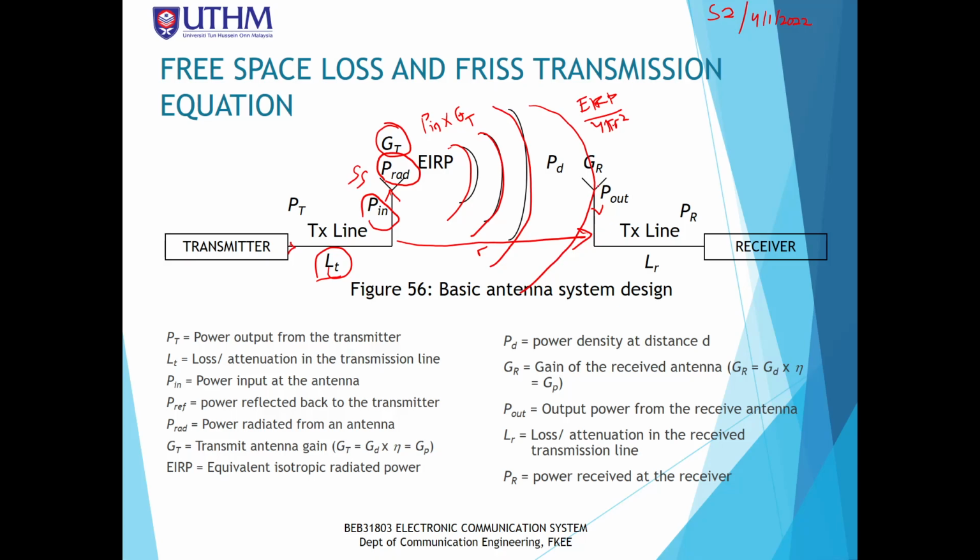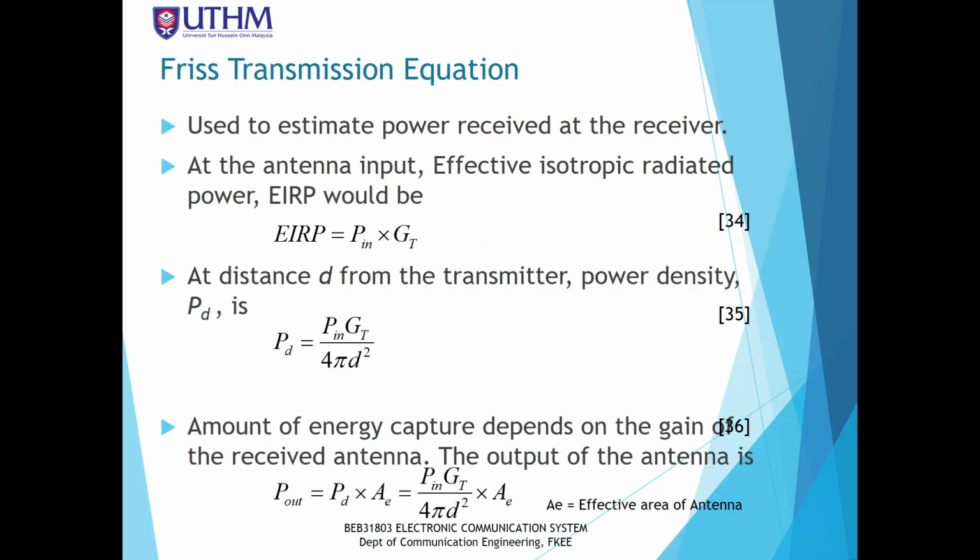So signal ini akan lalu dalam transmission line ini. Dan transmission line ini juga mempunyai losses yang dipanggil sebagai LR. So P out ini tolak losses, maka sampailah kepada receiver, power receive. Of course, jika ada losses, maka receive power ini lebih kecil daripada P out, kerana P out telah mengalami losses, attenuations, maka bakinya akan sampai kepada receiver. So kali ini kita nak kira semua parameter ini dalam contoh example. So we'll go one by one.